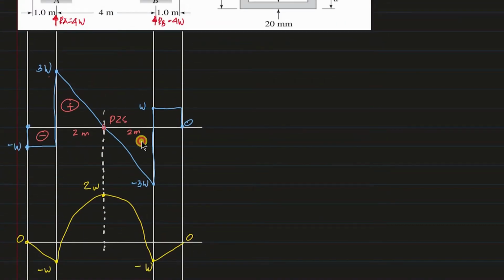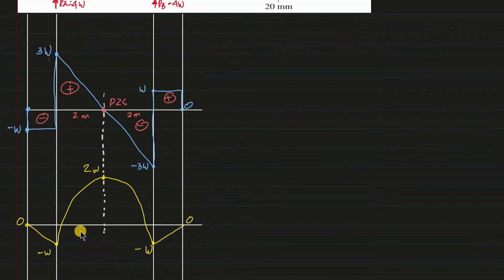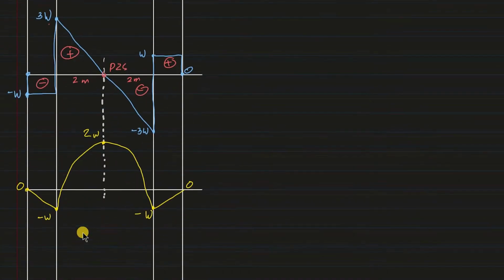And since dito symmetrical sila, same area, babalik lang ulit sa negative W. Then, ito, positive area, same lang din doon. Bumalik siya sa 0. Okay, so this is our shear and moment diagram. Now, ano yung kailangan natin? Dito sa ating shear diagram, we need our Vmax, right? And our Vmax is the absolute maximum shear, and that is equal to 3W.